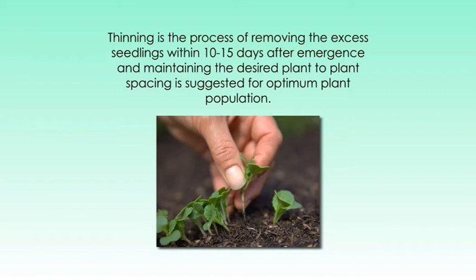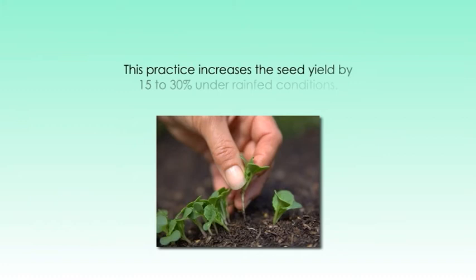Now let's come to thinning. Thinning is the process of removing excess seedlings within 10 to 15 days after emergence, and maintaining the desired plant-to-plant spacing is suggested for optimum plant population. This practice increases the seed yield by 15 to 30% under rain-fed conditions. This practice is very important to realize the potential yield, but is generally neglected by the farmers.